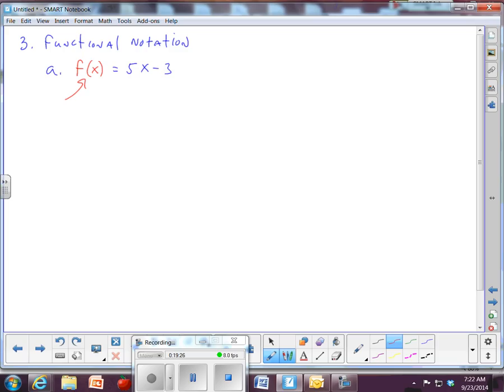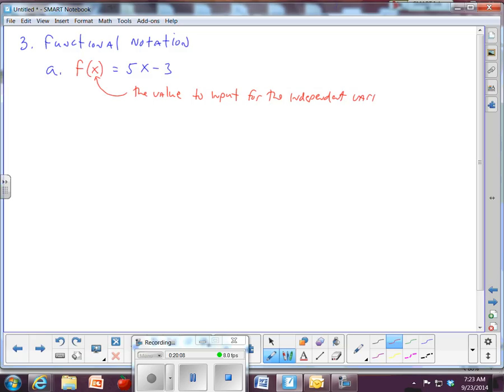If you were going to say it in shorthand, and normally people do, you would say f of x. So this part here is f of x, which is short for a function of x. f of x equals 5x minus 3. Functional notation. And the key here is this is the value to input for the independent variable.